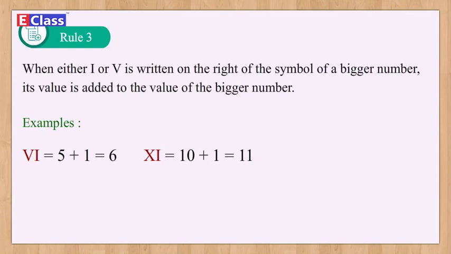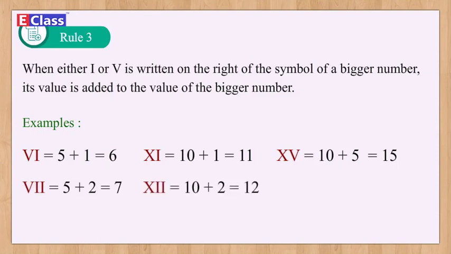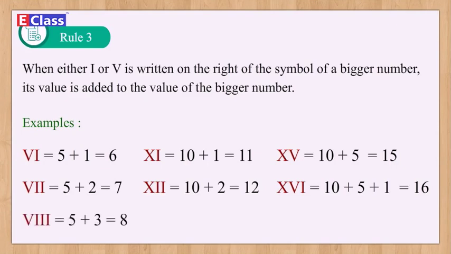XI is equal to 10 plus 1 is equal to 11. XV is equal to 10 plus 5 is equal to 15. VII is equal to 5 plus 2 is equal to 7. XII is equal to 10 plus 2 is equal to 12. XVI is equal to 10 plus 5 plus 1 is equal to 16. VIII is equal to 5 plus 3 is equal to 8. XIII is equal to 10 plus 3 is equal to 13.